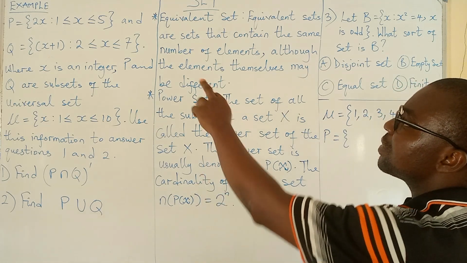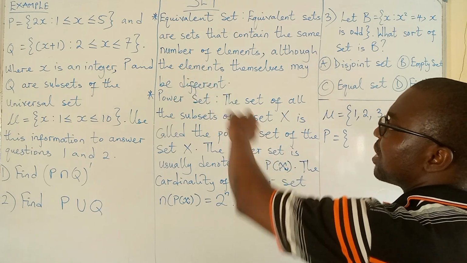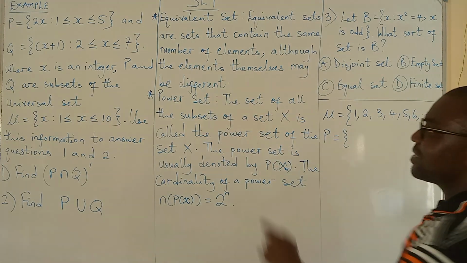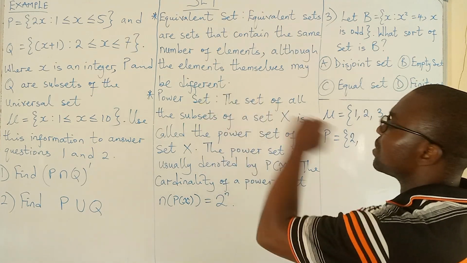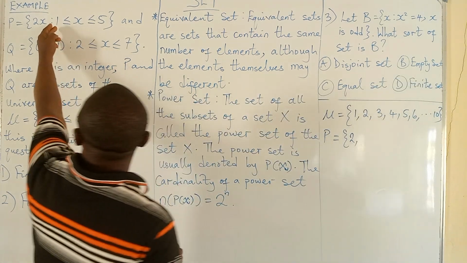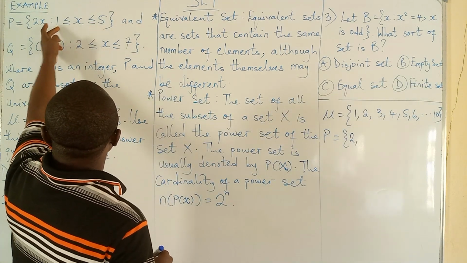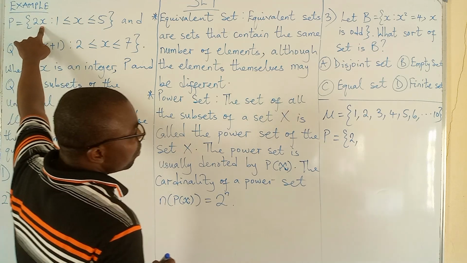Elements of P. P is a set of 2x such that 1 is less than or equal to x is less than or equal to 5. That means when x is 1, we will have 2 times 1, which is 2. x is running from 1 to 5.